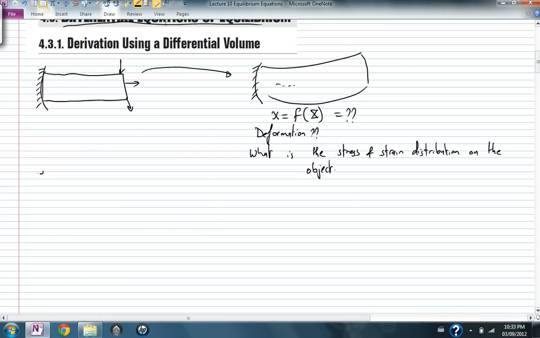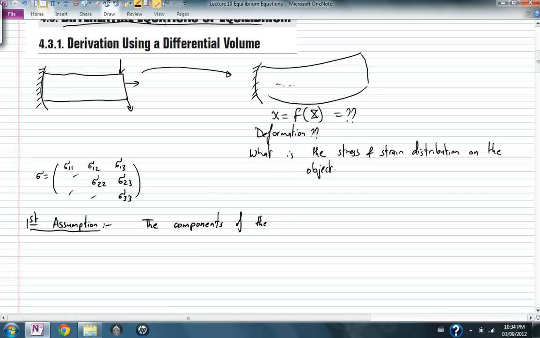We know that the stress has 6 independent components, given a certain coordinate system, and it's symmetric, and we assume that all the components of the stress matrix are continuous and smooth. What does this mean?